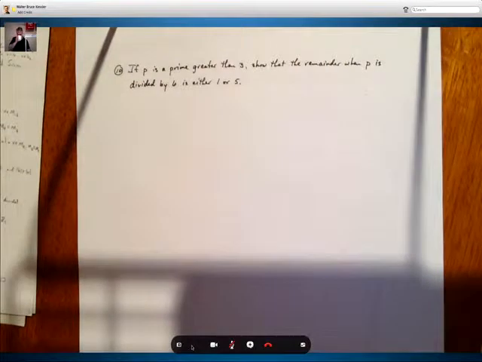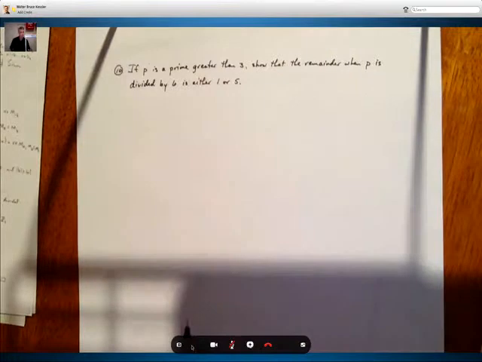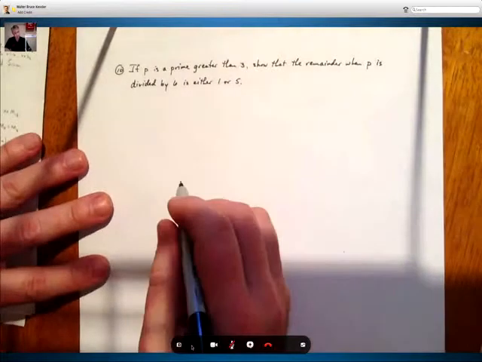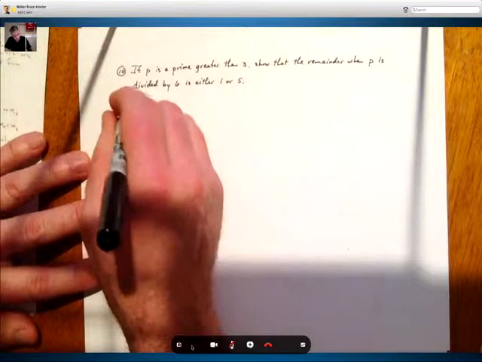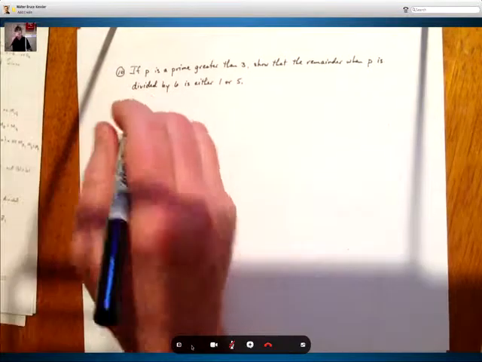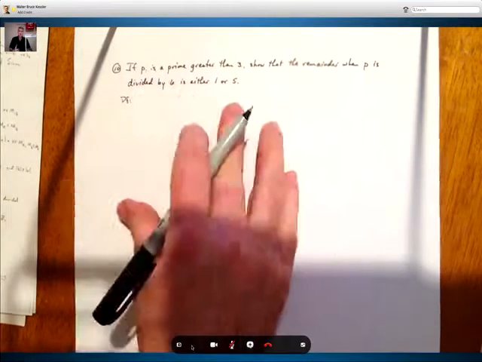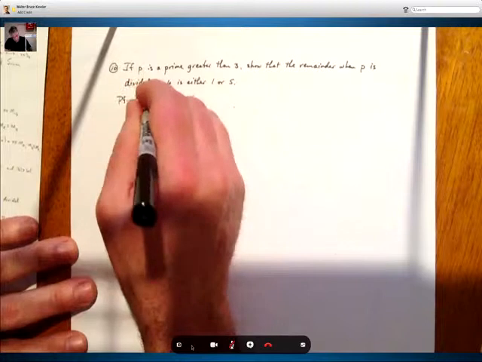Okay, so problem 10 says that we've got a prime that's greater than 3. I think Lauren did this one, did a great job with it. We need to probably point out where the greater than 3 business comes into play. Then show the remainder when P is divided by 6 is either 1 or 5. So the proof of this comes out of the division algorithm, which is kind of a common sense thing, but still.